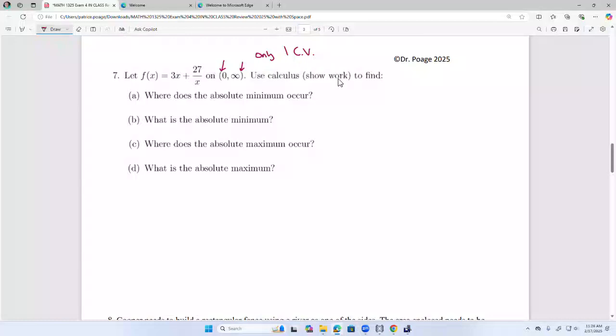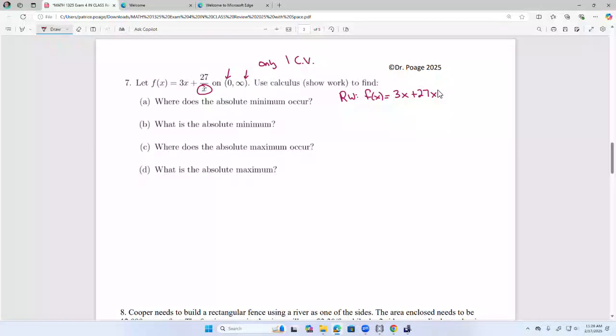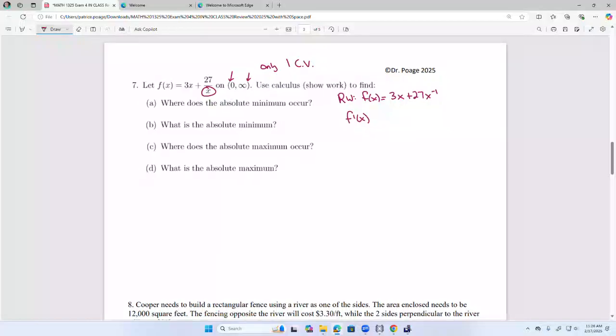So what I'm going to do is take the derivative here. First thing I'm going to do is rewrite it. So this is f of x equals 3x. When there's an x in the denominator, you can pull it up to the numerator. Then taking the derivative of 3x is 3. Negative 1 times 27 is negative 27x to the negative 2. Okay, I'm going to rewrite that without a negative exponent.